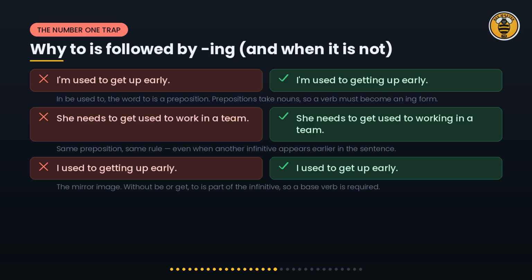And now the mirror image. I used to getting up early. Also wrong. Here there is no be and no get, so to is part of the infinitive, and we need a base verb. I used to get up early. So the question is never, does to take ing. The question is always, is there a be or a get in front of used to? If yes, use ing. If no, use the base verb.